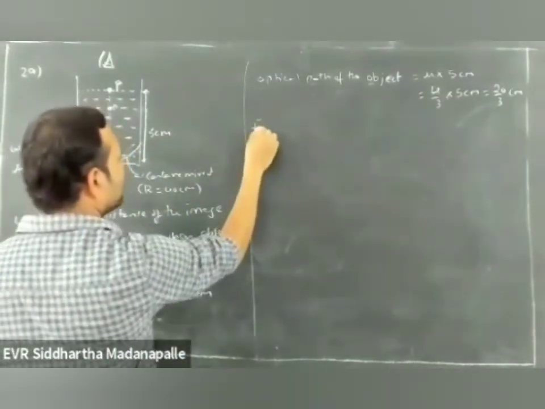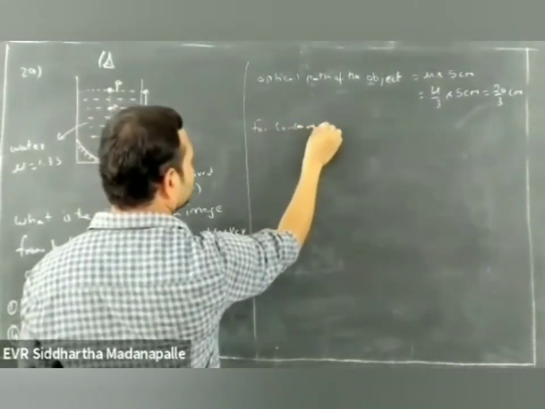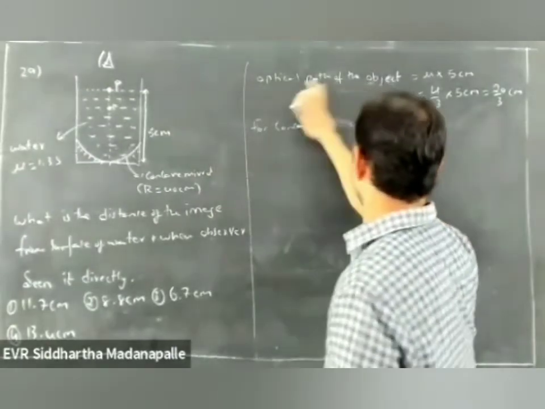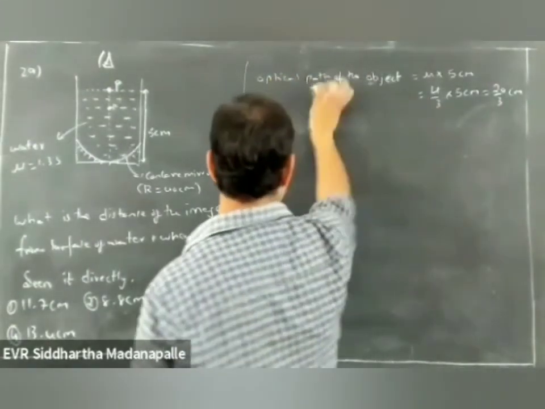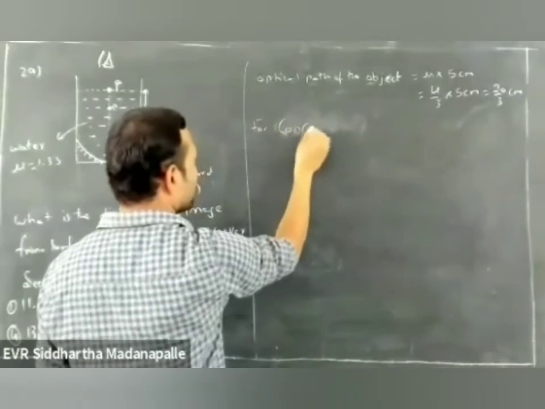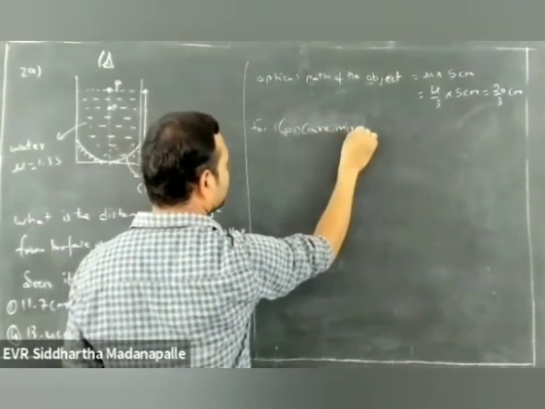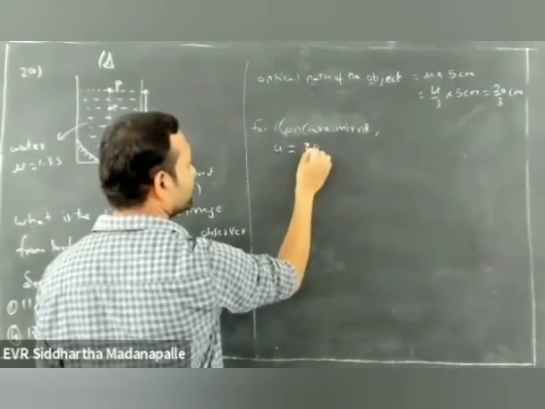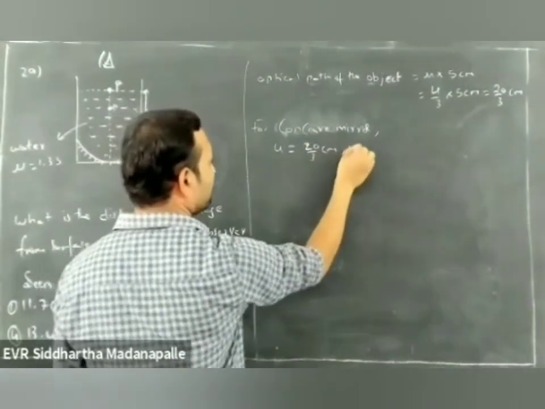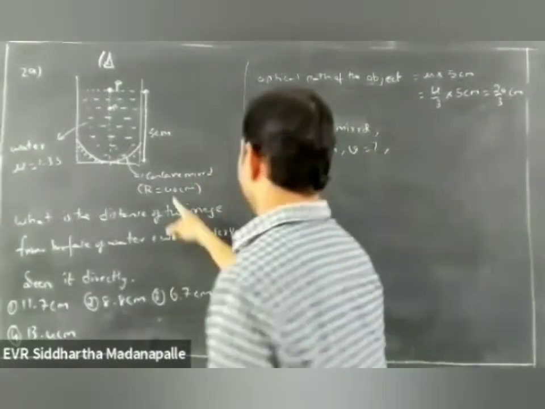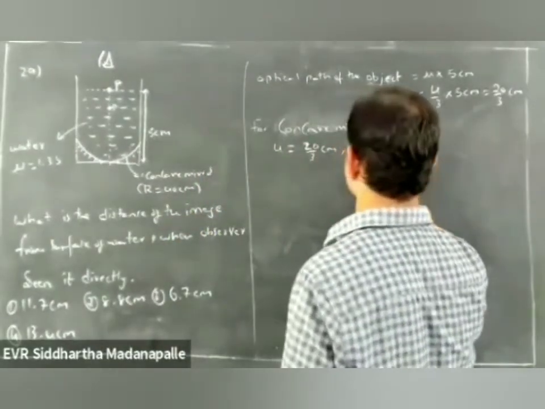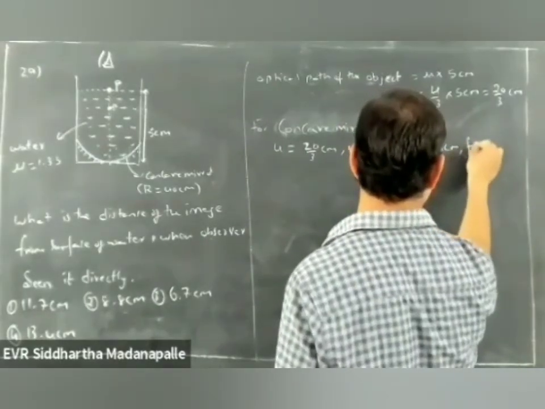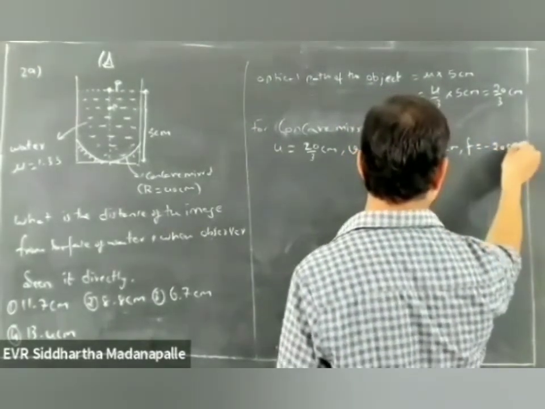So here for a concave mirror, what is the object distance? For a concave mirror, the object distance is equal to 20 by 3 centimeter. We have to find out the image formation and radius of curvature. Since it is a concave mirror, radius of curvature is minus 40 centimeter. Therefore, the focal length is equal to minus 20 centimeter.